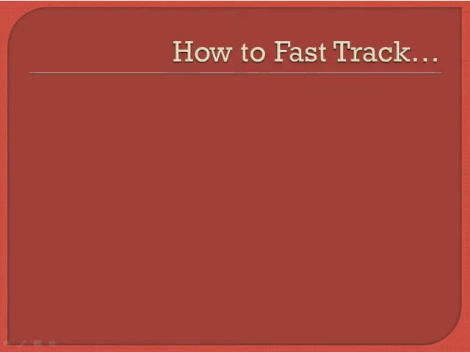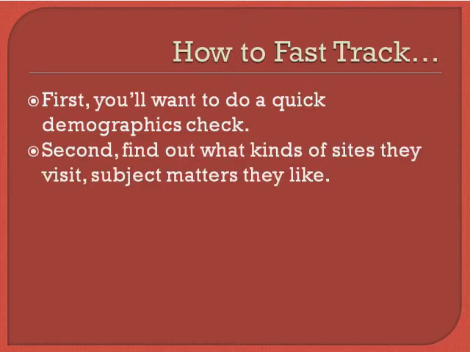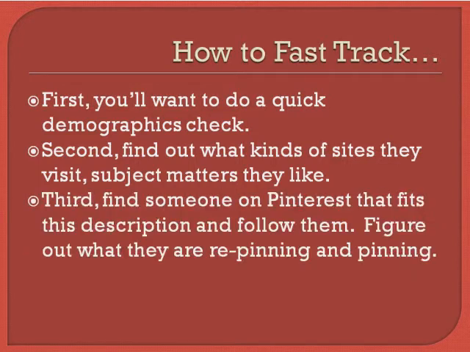So how do we fast track? There's a 3-step process here. First, we're going to do a quick demographics check. Second, we're going to find out what kind of sites they visit, and subject matters they like and dislike. And third, we're going to use that information and go on Pinterest, follow some people, and figure out what they are repinning and pinning, so that we can apply what we know to attract that type of person. Make sense? All right, let me go ahead and show you how to do that.